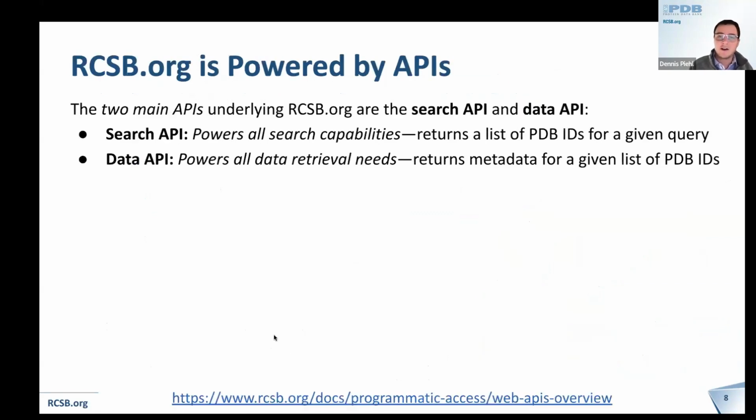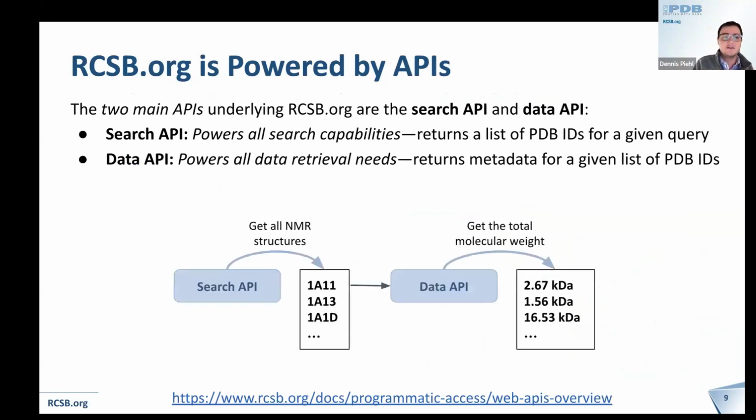The 2 main APIs underlying rcsb.org are the Search API and the Data API. The Search API is what powers all search capabilities. So it allows you to perform a query throughout the archive and then fetch back a list of identifiers that match that query. The Data API, on the other hand, powers all data retrieval needs, where you provide a list of identifiers and you can get data about those structures.